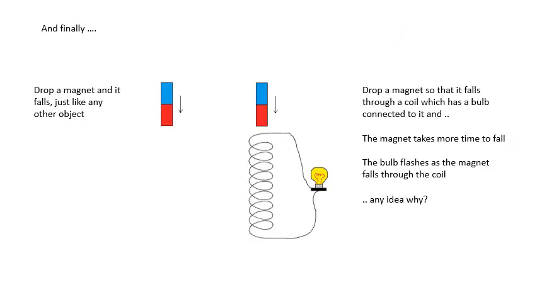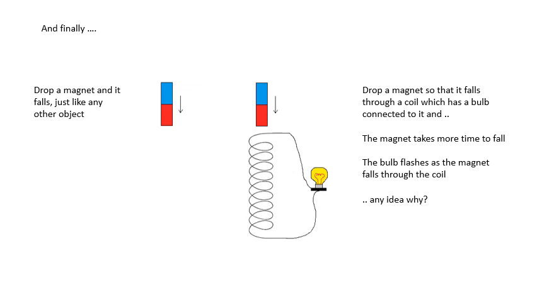Finally, now this is a little bit tricky. It's due to something that at A level we call Lenz's law. You don't need to know that it's called Lenz's law, but anyway, let's go through it. If you get hold of a magnet and drop it, then it just falls, like a stone. If you drop a magnet through a coil, then something interesting happens. Drop a magnet so that it falls through a coil which has a bulb connected to it.